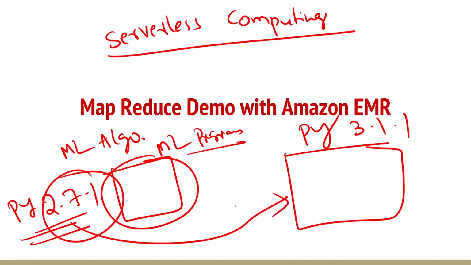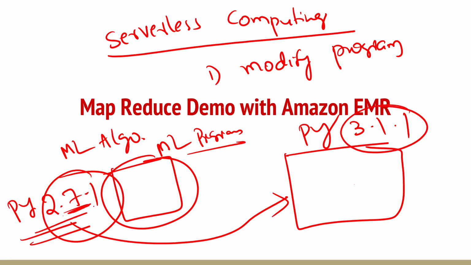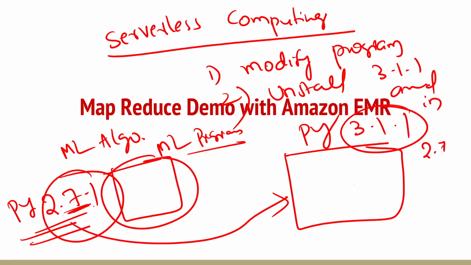What is the solution for this? Either modify the program from version 2.7.1 to 3.1.1, or second, you uninstall 3.1.1 and install the required one, 2.7.1. Both of them are challenging tasks. Why? Modifying a program, if it's a very big program, will take so much time. Installing is a challenging task. For that reason, one solution is serverless.